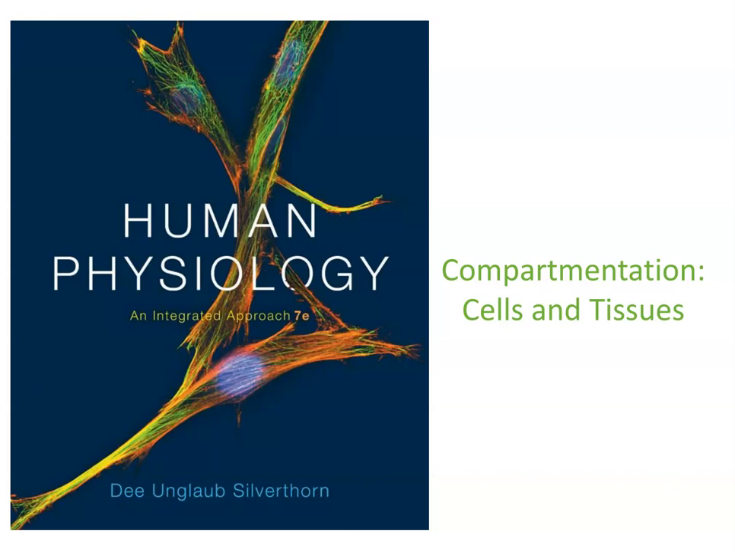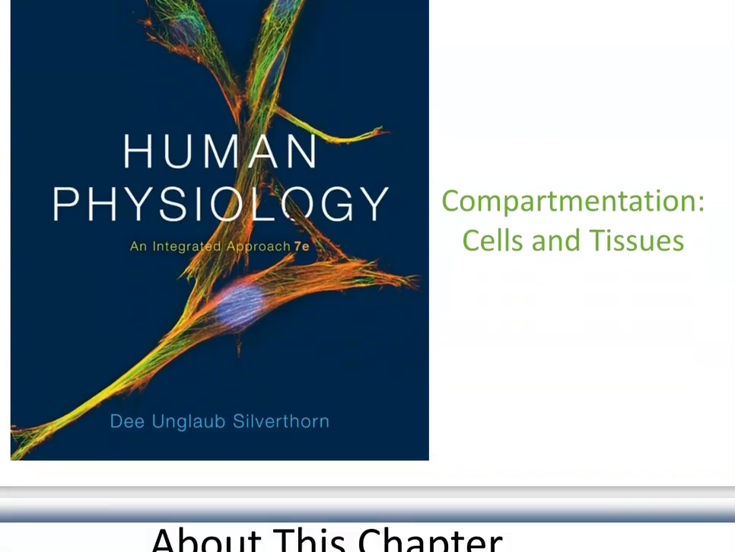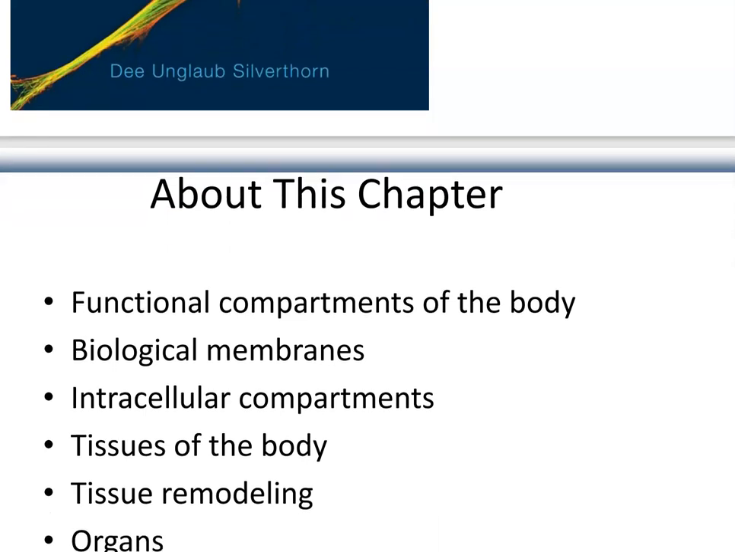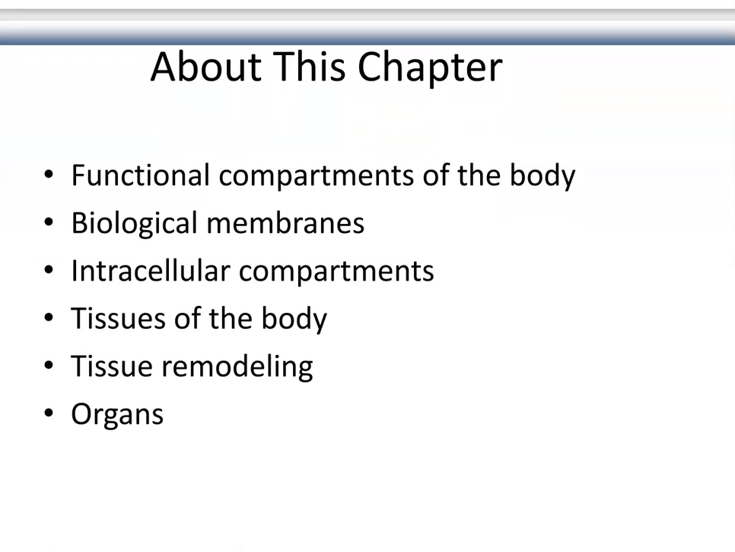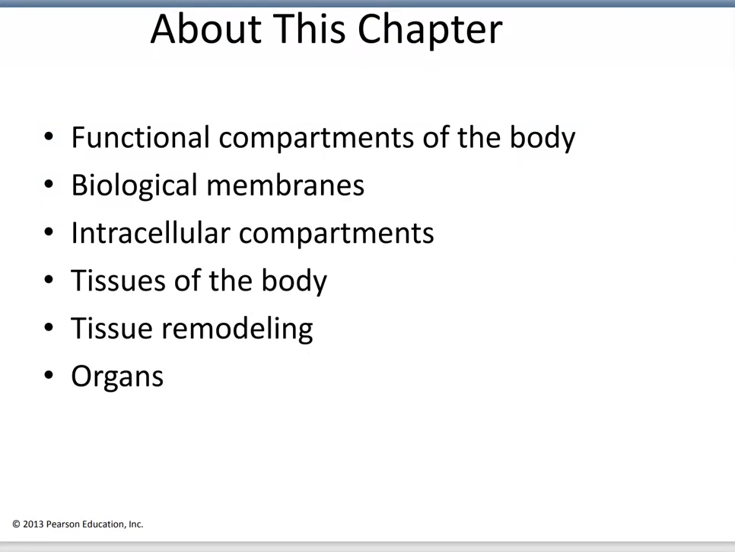Let's take a look at chapter 3 in your textbook. This chapter is all about functional compartments or body fluid compartments. So we're going to take a look at the functional compartments. Biological membranes is a big part of it because these are the borders of these compartments. We're going to also take a look at some intracellular compartments, so that would be within the cell, additional compartments, and then tissues briefly, tissue remodeling also very briefly, and then a little bit about organs.